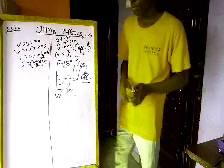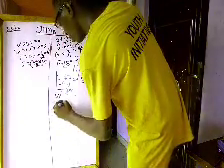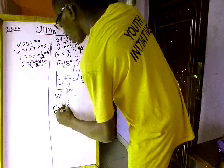Next we'll talk about simple machines. Simple machines are also an application of work. In simple machines, we have a simple equation which says that the efficiency of a machine is equal to the work output over the work input, times 100%.